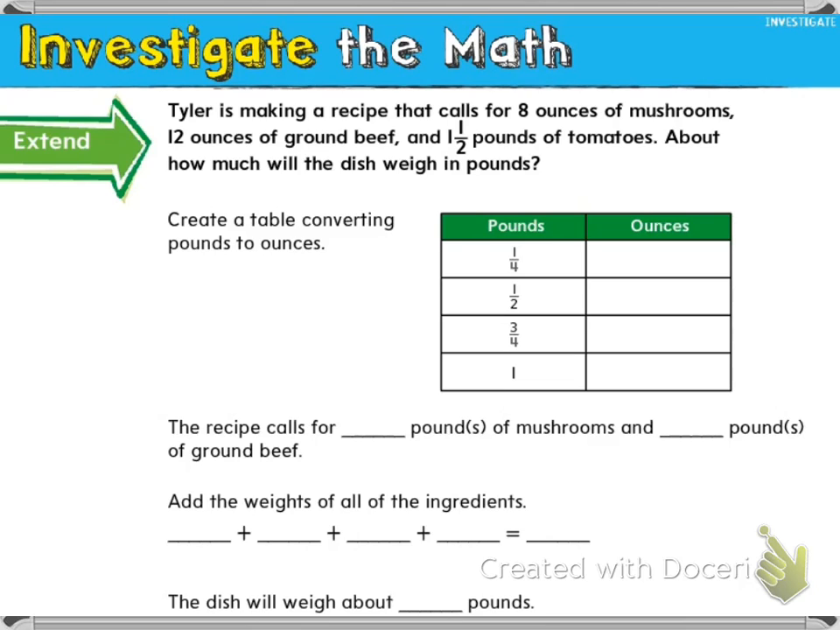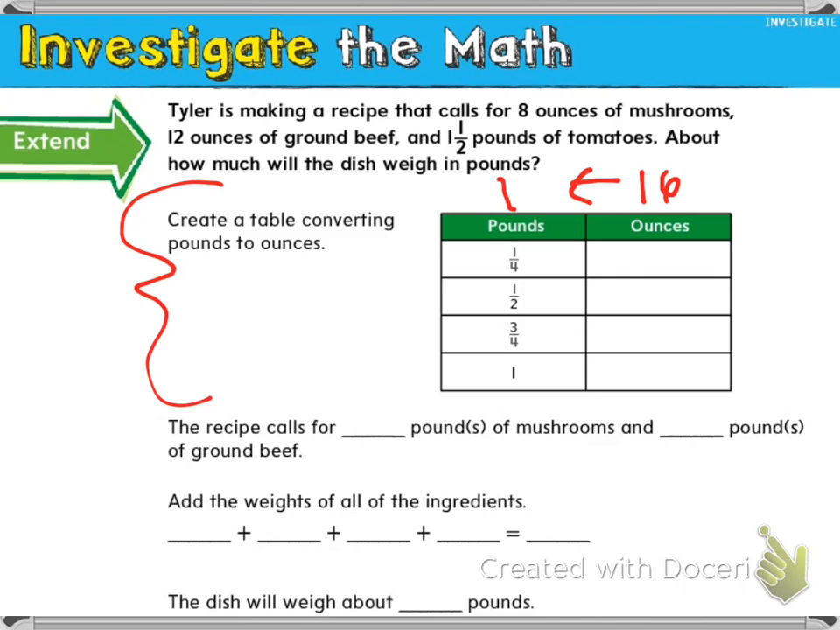Okay, so Tyler is making a recipe that calls for 8 ounces of mushrooms, 12 ounces of ground beef, and 1 1/2 pounds of tomatoes. About how much will the dish weigh in pounds? So we can create a table converting pounds to ounces. Okay, we know that there are 16 ounces in 1 pound.